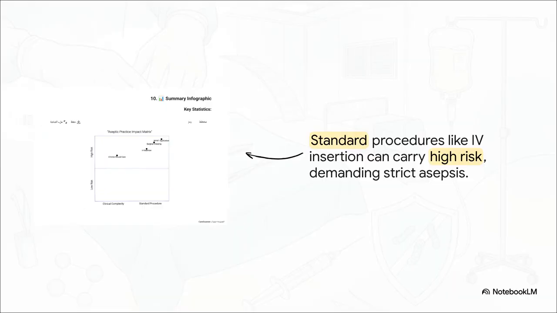And this matrix really brings it all home. It shows why this matters for every single thing we do. Look, on the horizontal axis, you've got how complex the procedure is. On the vertical, you have the risk. Now notice where things like IV insertion and surgical dressings land. They're all considered high-risk procedures, even if we think of them as standard or routine. This visual is such a powerful reminder that there is zero room for complacency. High risk means high adherence every single time.